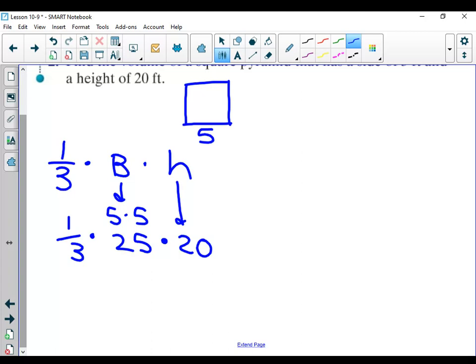Maddie, you feeling brave? 166 and 2/3. That means it was not a perfect amount of cubes. That's okay. There was 2/3 of a cube. Anybody get the decimal for that? Pete? I wrote that fraction. Oh, that's fine.